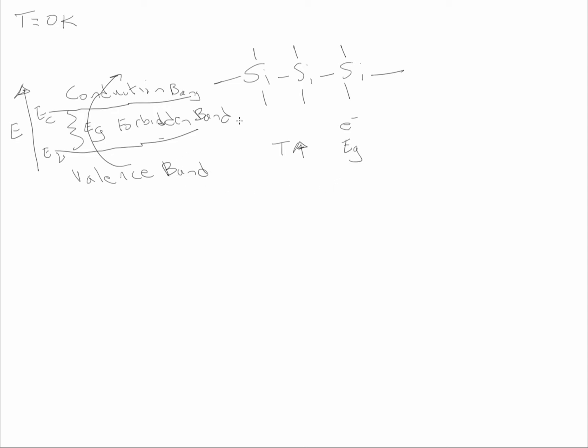And like I said, the electrons can't exist in this forbidden band area. And so this band gap energy, EG, how big this energy is for a particular material will dictate whether it is a conductor, a semiconductor, or an insulator. Okay, so the band gap energy dictates that. And that's an intrinsic property of the material that you're working with.